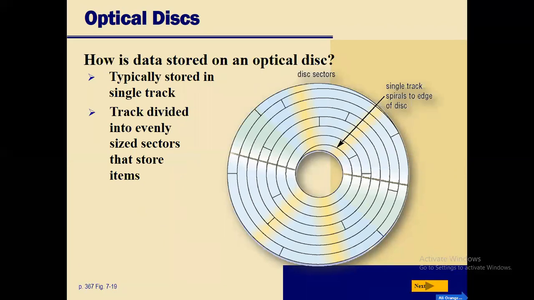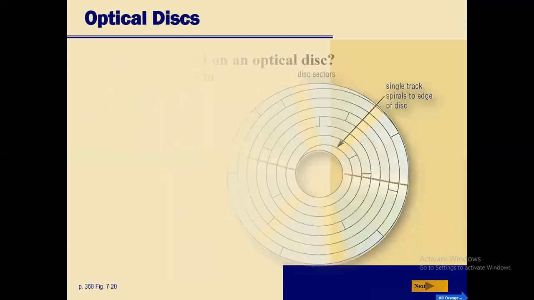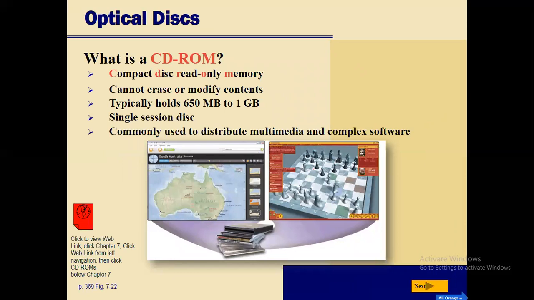The data stored on the optical disc is stored in a single track, and the track is divided into different sectors. Another disk is called the CD-ROM.